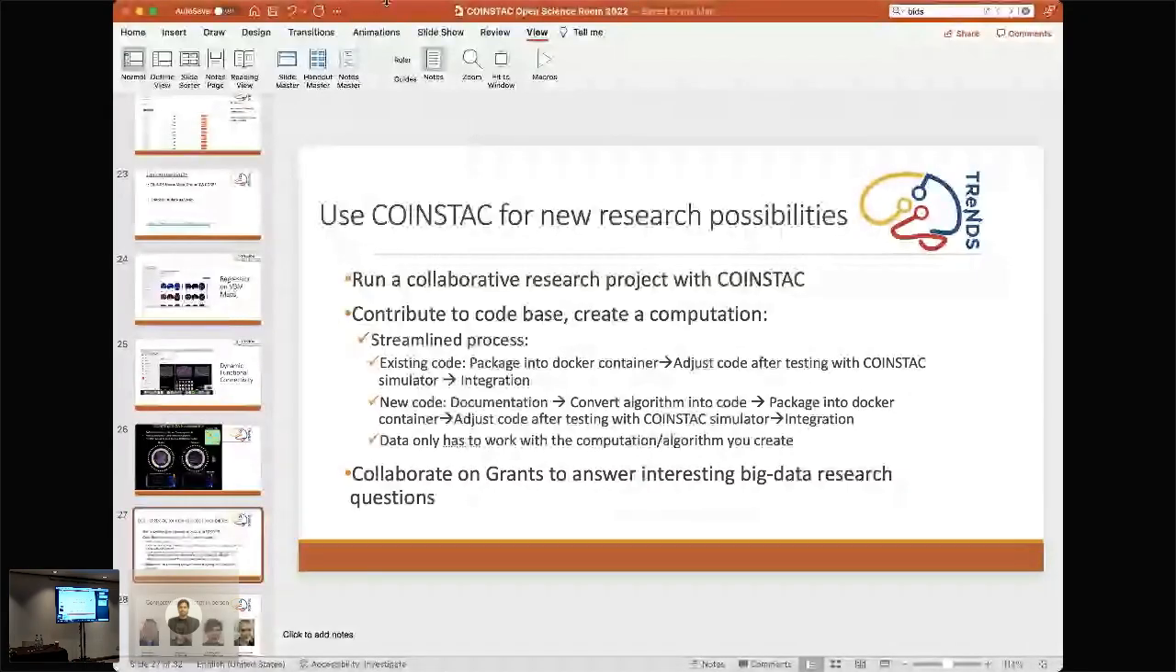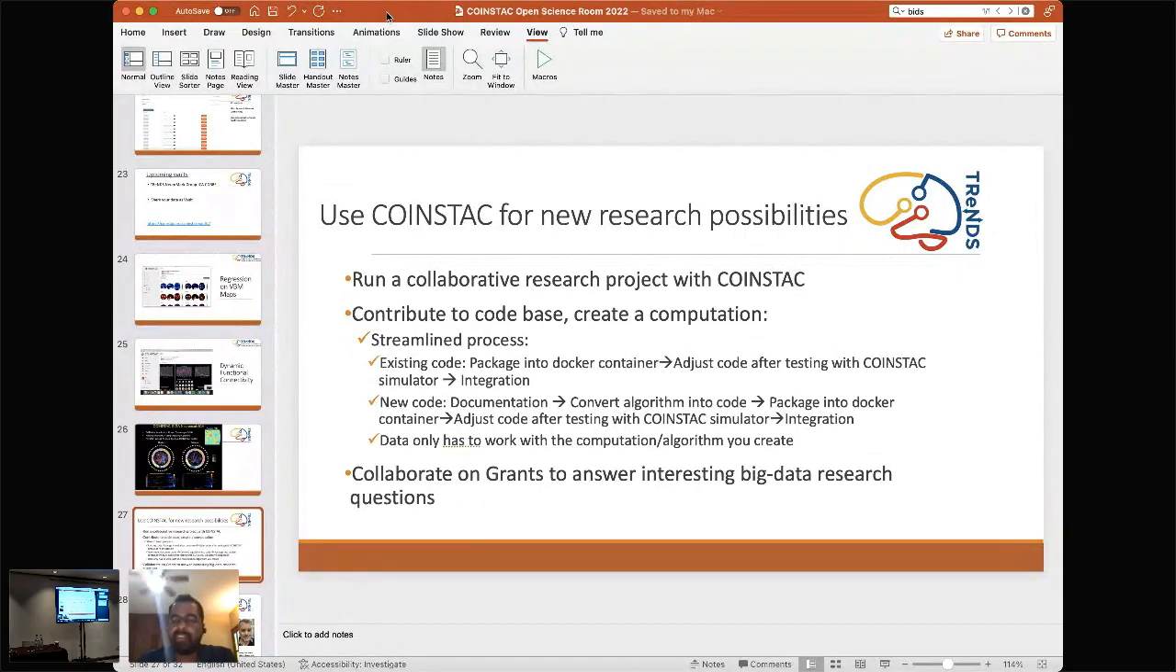The other way is to contribute to the code base of COINSTAC, and we have a streamlined process for that. It's okay if you choose a different programming language of your choice, whether it's Python or R or any other one, because we have a process of packaging it into a Docker container and freezing the operating system environment. Next, we test the code to work with the COINSTAC simulator, adjust the inputs as needed, and then the integration process. If it is new code, we have the documentation for how to go about this process.